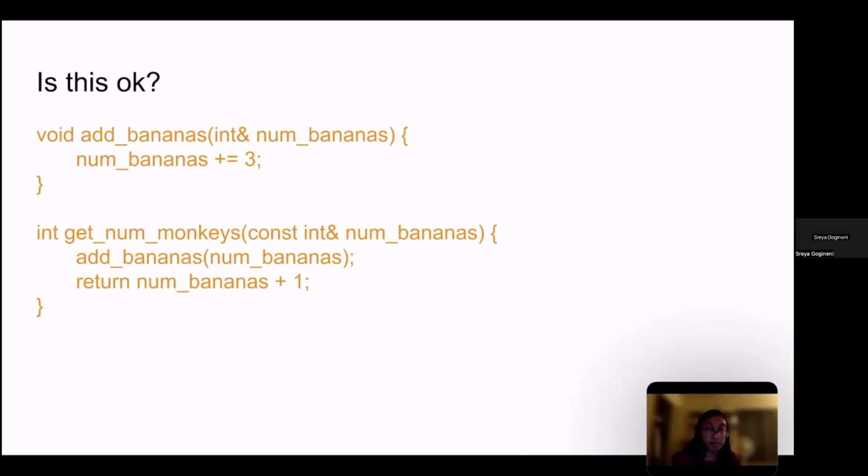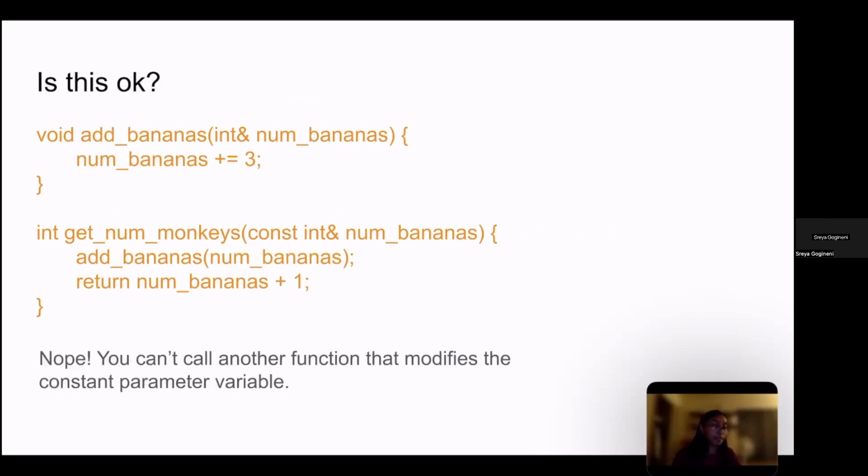Now a question. We've modified getNumMonkeys so that it calls this additional function addBananas. addBananas also takes in num_bananas by reference. Otherwise, getNumMonkeys is exactly the same, except for calling addBananas. Is this a valid program? Actually, this is not a valid program. Why? Well, because we promised that num_bananas wouldn't be modified inside getNumMonkeys. That also means that getNumMonkeys can't call another function that modifies num_bananas.